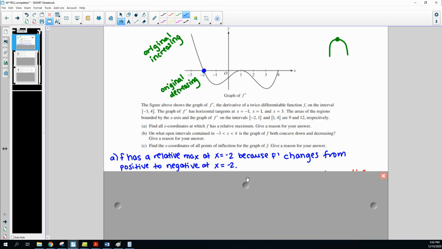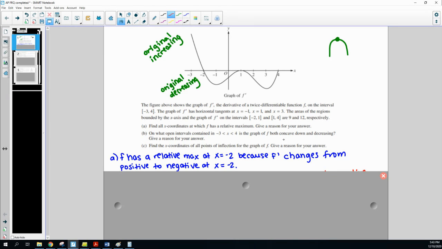For part B, I'm going to get rid of this little dot so we're not confused. Part B: on what open intervals contained in -3 to 4 is the graph of f both concave down and decreasing? Already I know where the original graph would be decreasing, because here's my derivative. It's decreasing when the derivative is below the x-axis. So all here is where it's decreasing.